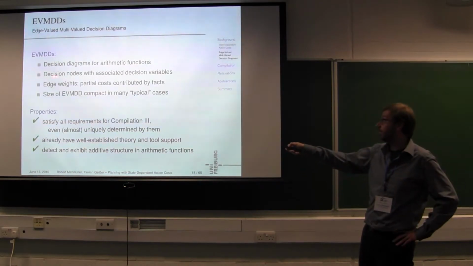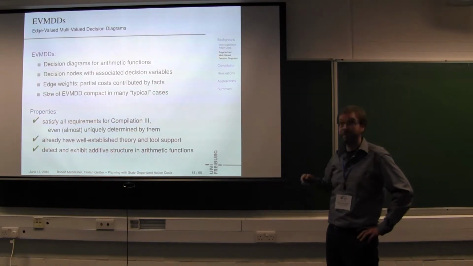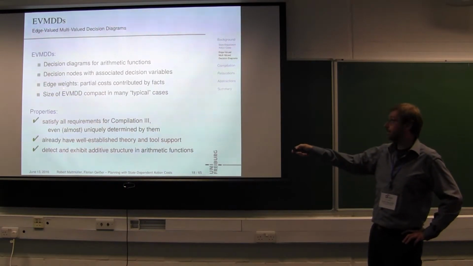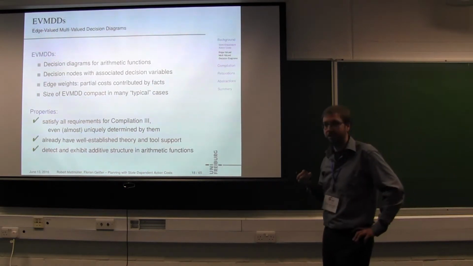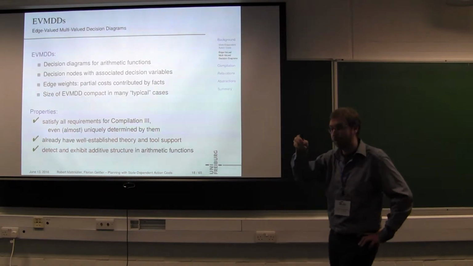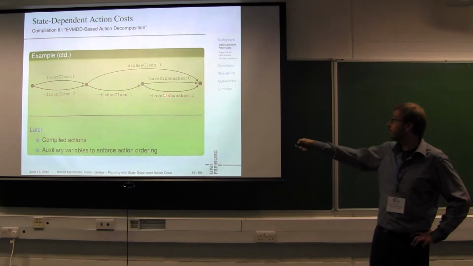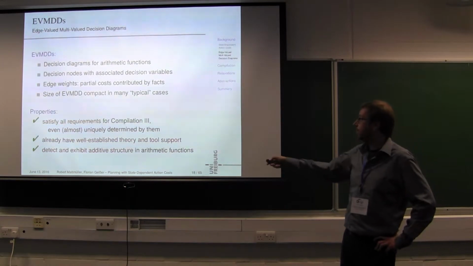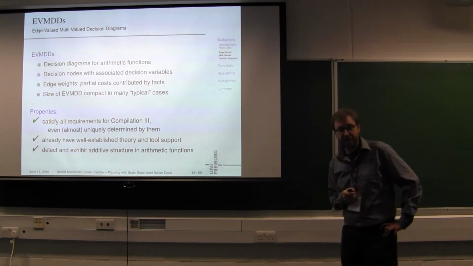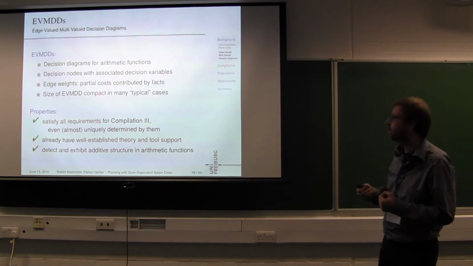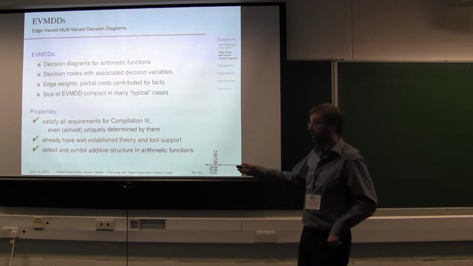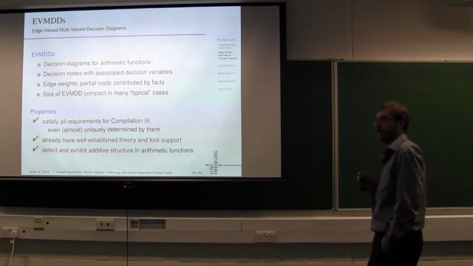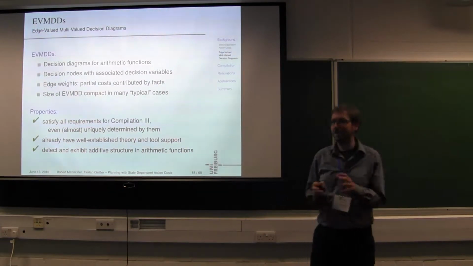Like other types of decision diagrams, we have decision nodes with associated decision variables. The decision variables would be state variables for us. And we have edge weights. And these edge weights encode partial costs contributed by certain facts, by certain variable-value pairs, like partial cost of 2 for not having a dishwasher. And although they can be exponentially large, in many typical cases they are not. They are still reasonably compact. They satisfy all these requirements for compilation 3 I mentioned before, and they're even almost uniquely defined by these requirements. There's one tiny technicality in these edge-valued diagrams.